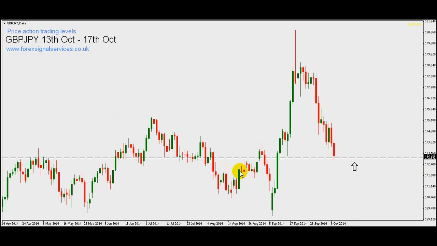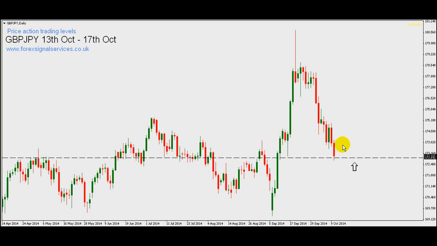On GBPJPY, note this level here, 172.89, 173 level. See here, previous resistance turned into support here, broke it here, broke it back over here, had a test here, come up, and then we're back down to the 172.89 level again. So you can use this level to gauge an entry.